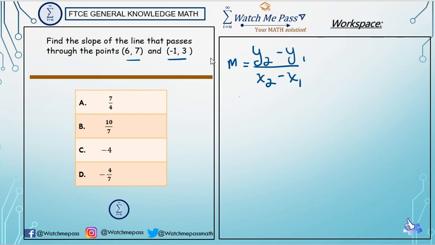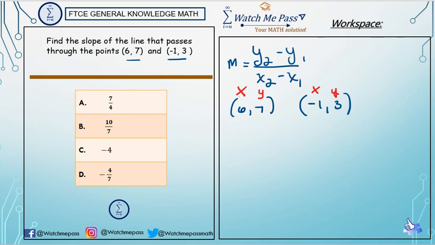Now, I would recommend writing the points down, (6, 7) and (-1, 3). I would also recommend labeling them. So in each point, the x always comes first, then the y.